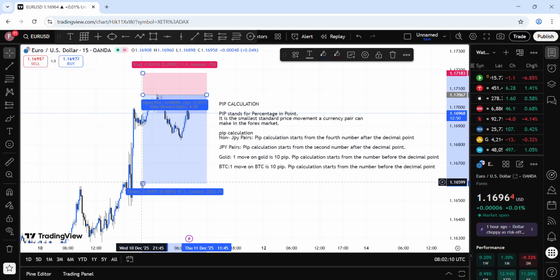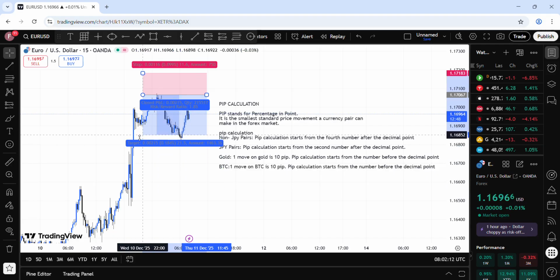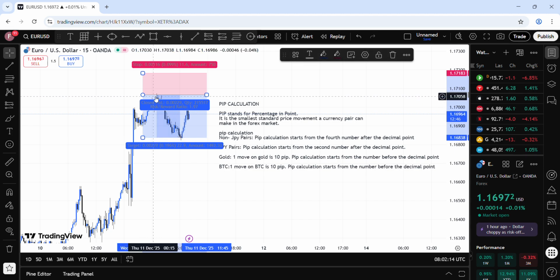So far now, let's see how many steps the market has taken. It has moved from the entry price to here. It has taken 22 steps. Do you understand me? If you don't understand, ask question in the question chat. So pips is just how many steps the market has taken. So that's just it for the non-JPY pairs.